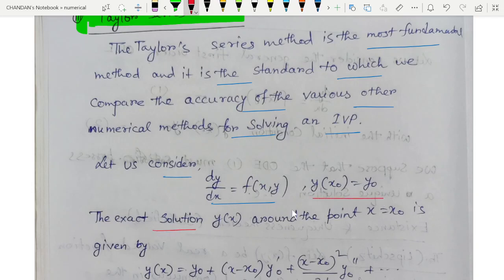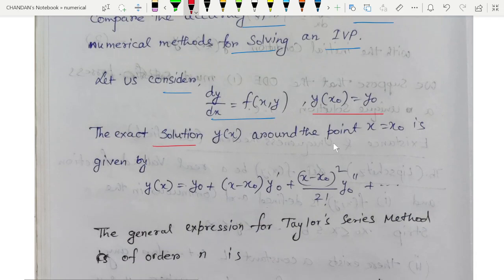The exact solution of y(x) around the point x equal to x0 is given by a Taylor series expansion of the function f(x, y) about the point x0. So y0 plus (x minus x0) y dash 0 plus so on. So, this is the Taylor series expansion.